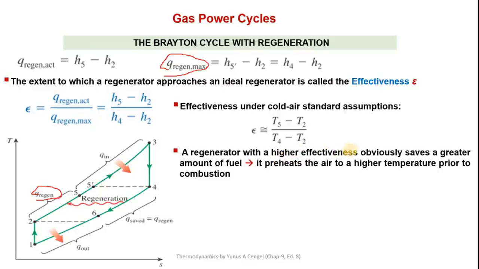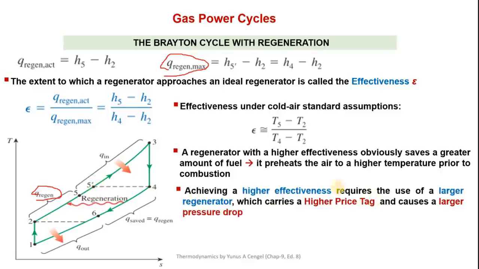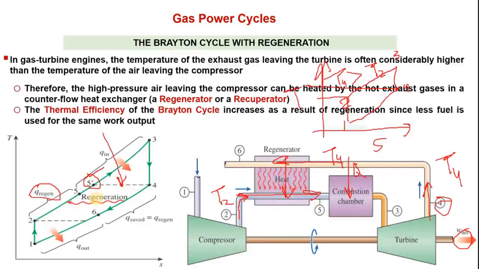So a regenerator with a higher effectiveness will of course save more fuel, because if the effectiveness of this regeneration process is higher, the heating process will start from 5 dash instead of 5, so this Qin will be even less. So how can we achieve higher effectiveness? It's simply to increase the heat transfer area. If we increase this heat transfer area, we can increase the effectiveness of this regenerator, right?